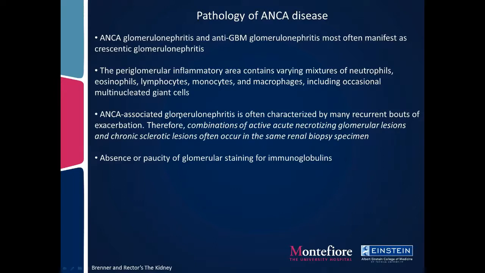In contrast to anti-GBM, the ANCA glomerulonephritis is characterized by many recurrent bouts of exacerbation. So they have remissions and relapses. So you can have combinations of active necrotizing glomerular lesions as well as chronic sclerotic lesions where they have a lot of fibrosis in the same biopsy specimen. So when we talked about monophasic appearance in anti-GBM, in patients with ANCA vasculitis, especially if you're doing biopsy a few years or a few months after the diagnosis, you can have both active lesions as well as chronic scarring lesions in the same biopsy specimen. And the hallmark, of course, is that there is an absence or paucity of glomerular staining for IgG.